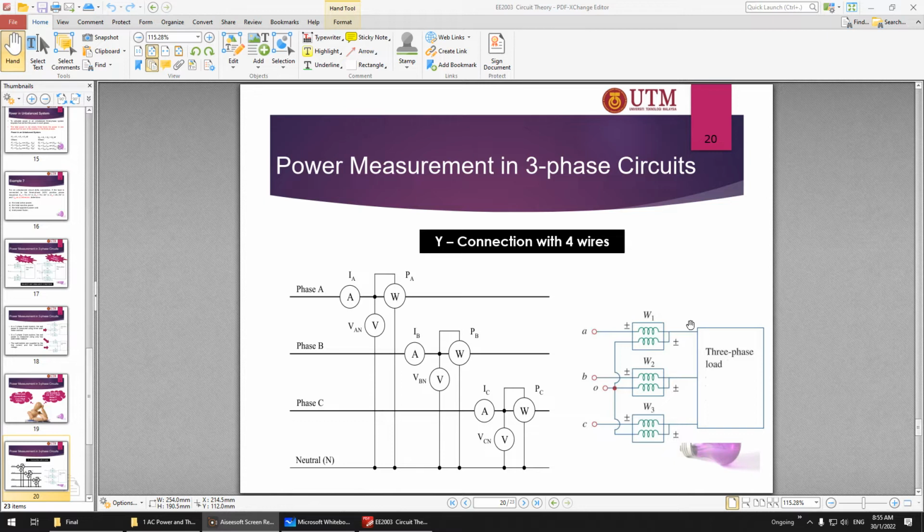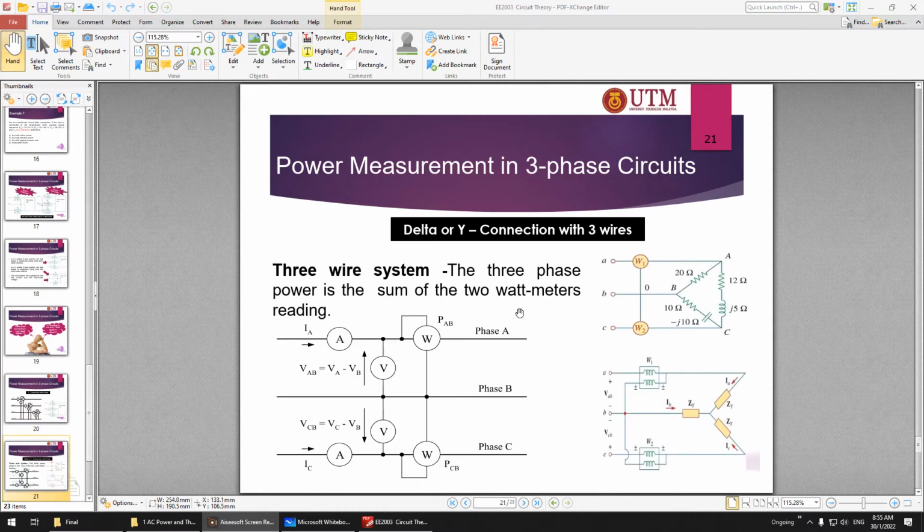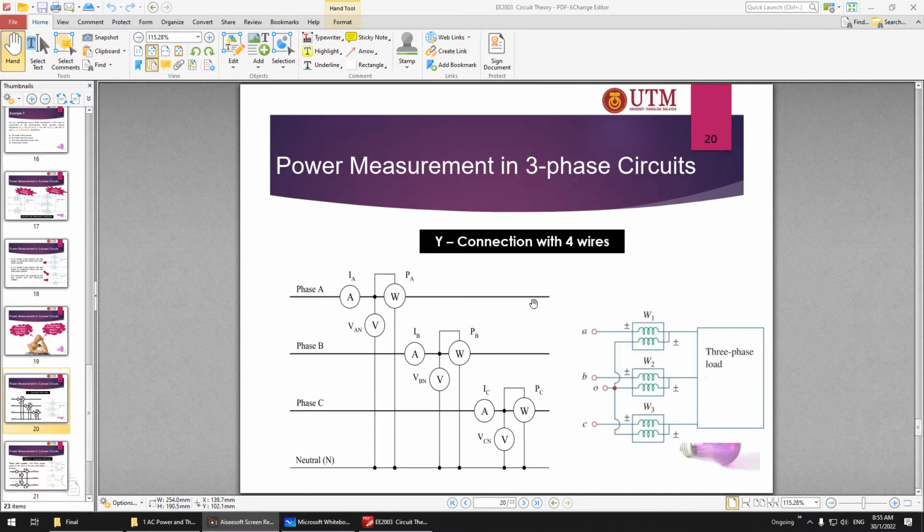Another important thing that you need to know is the 3 wattmeter method. So basically you have to know how to draw this. You can see this is the 2 wattmeter method. I think this one is complicated, no need to focus too much, but you can read about it. But the important one is the 4 wire. So you have to know the connection. The voltage is connected to the phase and the neutral. For the wattmeter also, from the phase to the neutral. Make sure you know how to draw this.